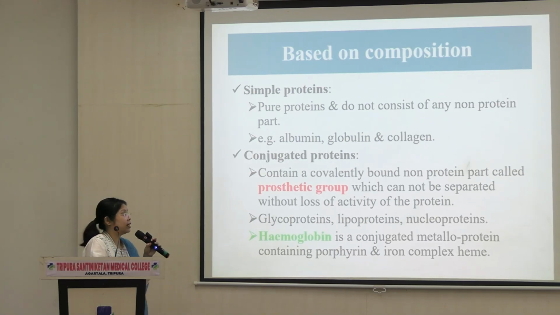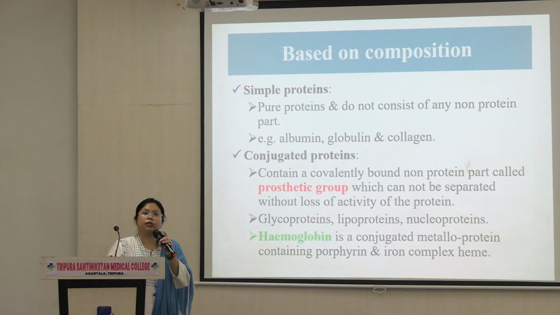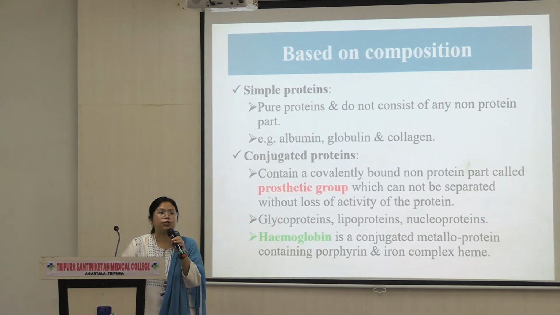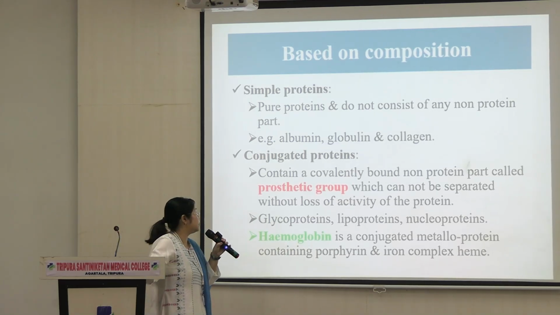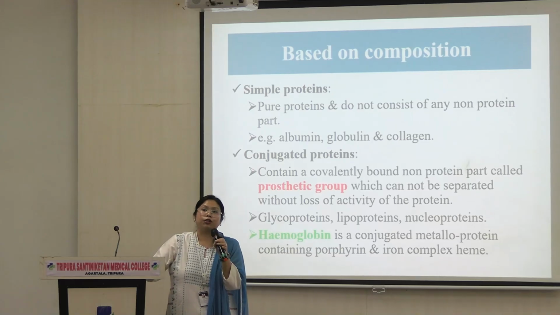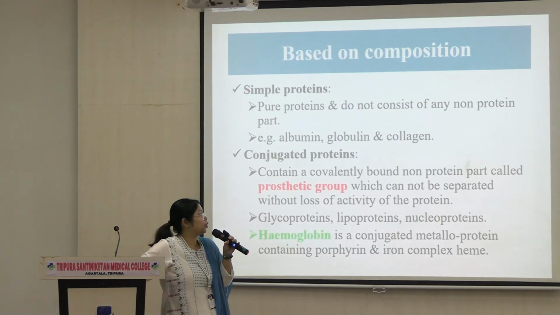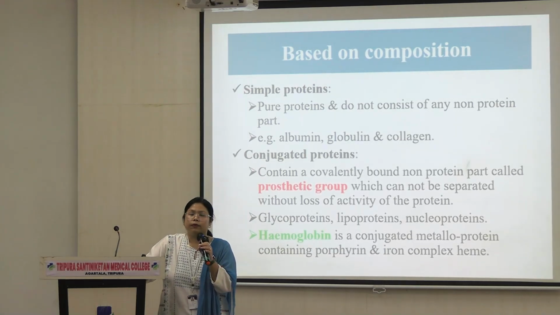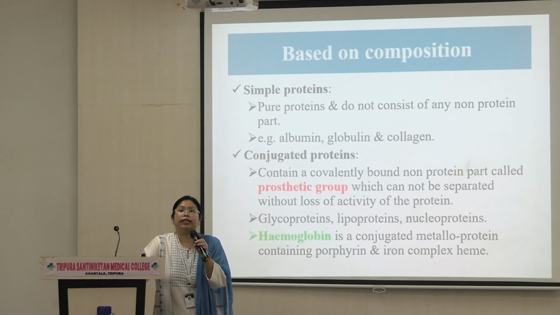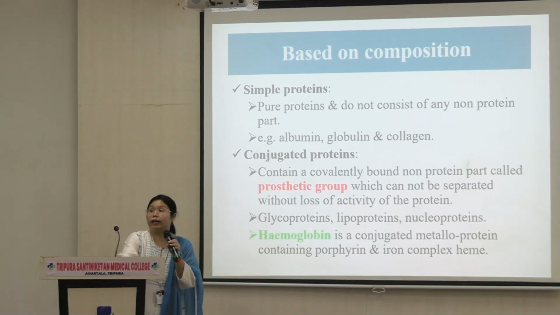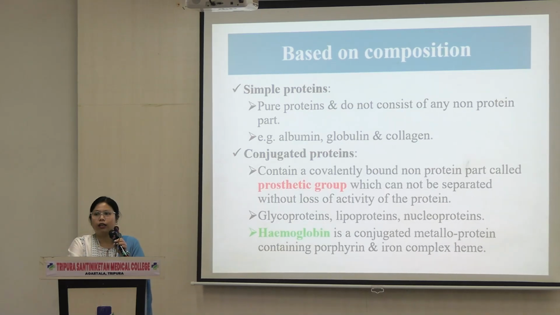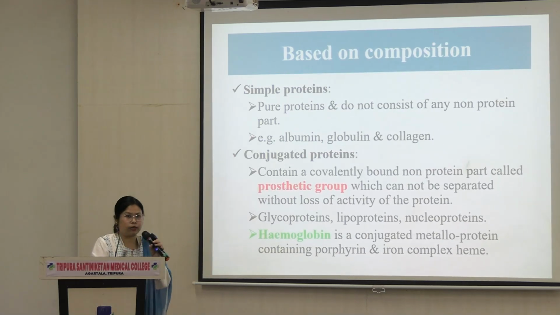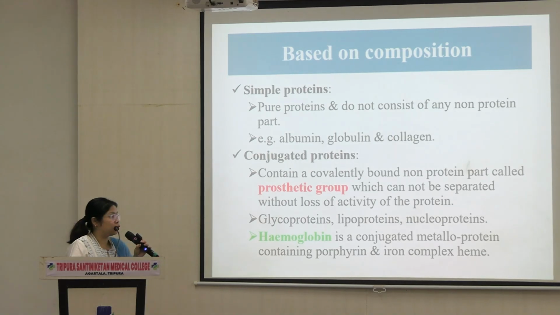Okay, so examples are glycoproteins, lipoproteins, nucleoproteins. What are glycoproteins? A combination of carbohydrate and protein, right? So carbohydrate is the non-protein part and protein is the protein part. Same thing with lipoproteins, a combination of proteins and lipids. Then what are nucleoproteins? Nucleic acid and proteins. What is a nucleic acid? Say your DNA, right? So DNA is a nucleic acid, and combining it with a protein forms histones. So an example is histone, which is a nucleoprotein.